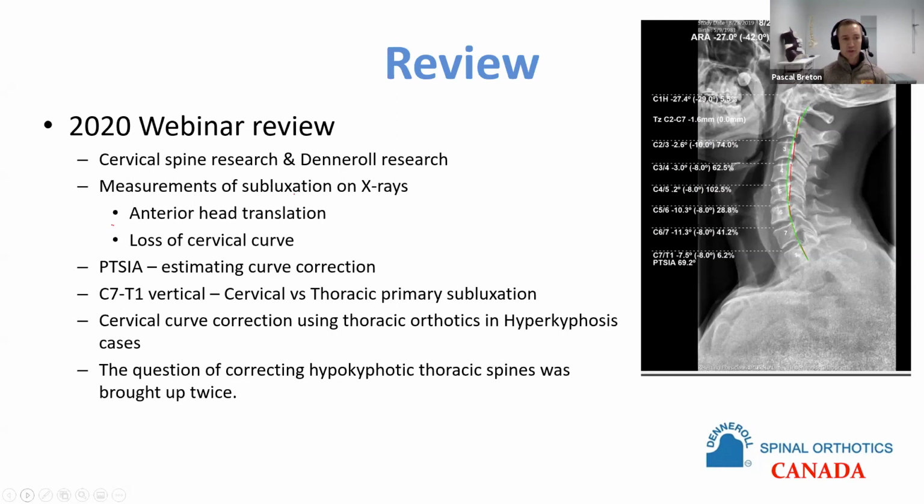I taught you guys how to measure the slope of C7 and T1 relative to vertical. And this was a very important measurement because it allows us to determine if we should be looking at a primary cervical problem, or if we should turn our attention and focus on thoracic hyperkyphosis and look at this as a thoracic primary subluxation, and in terms of also using a thoracic orthotic for our patients. And then building on that, I showed you guys some cases where we would use a thoracic orthotic where the indicators were not cervical Denner roll, but more of a thoracic Denner roll, and how we could get amazing cervical curve correction by putting a thoracic orthotic into the patient's hyperkyphotic thoracic spine.